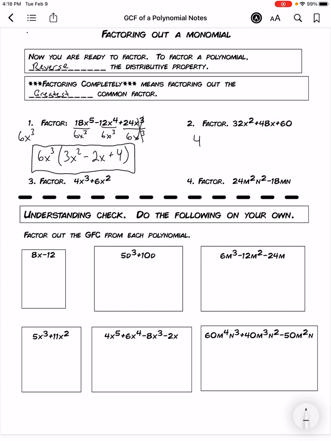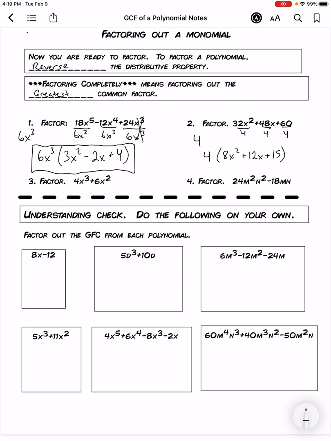Now I look at my variables. I've got an x squared and x, but the last term doesn't have an x. So I cannot factor out an x. So the only thing I can do is divide all of them by 4. So 32 divided by 4 is 8x squared. 48 divided by 4 is 12x. And then 60 divided by 4 is 15. So in this case, the only common factor was 4.